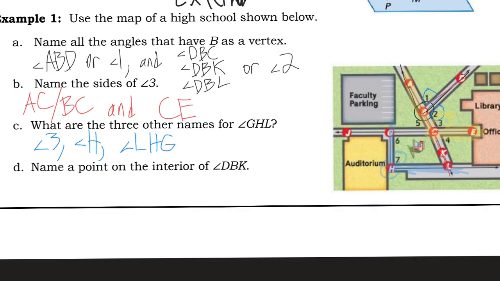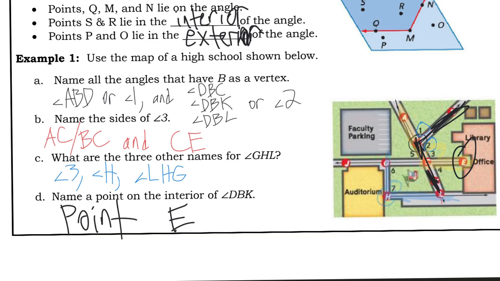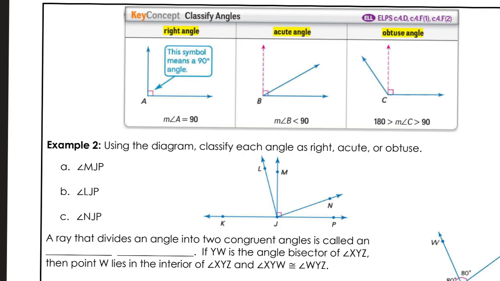Lastly, it says name a point on the interior of DBK. So DBK, you have D here, B there, and K there. All right. If it's on the interior, then it's eating it. So it's only eating 1 point, and that's point E. In this next section, we're going to classify angles as being right, acute, or obtuse.